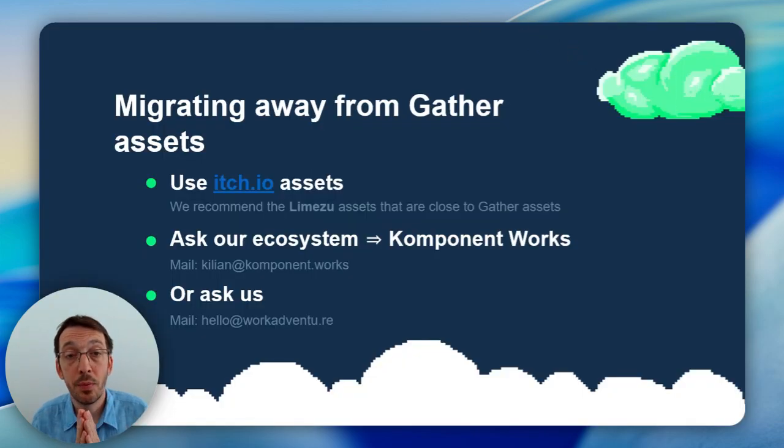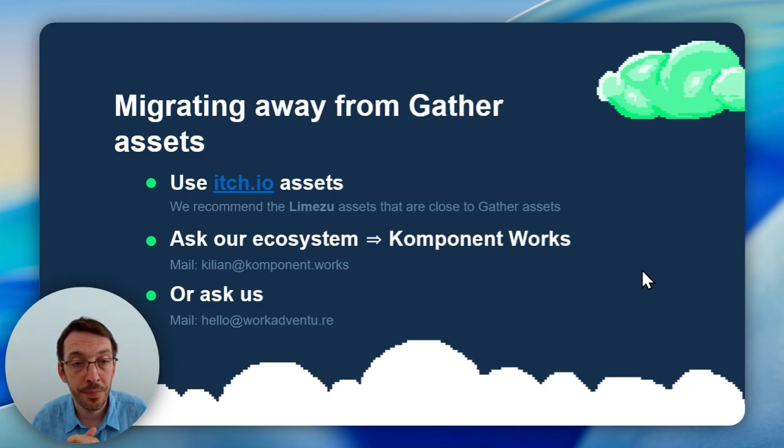My first tip would be to go to itch.io, which is a platform that has numerous assets, and have a look at Lime2 assets. It's for sale, but it's really cheap, like $2. And it's a huge amount of assets you can use in your maps.